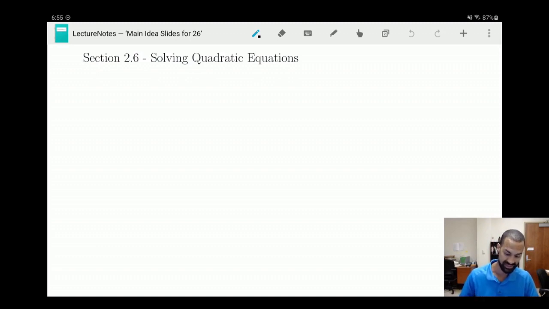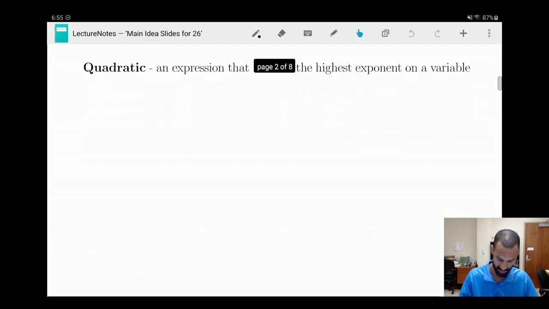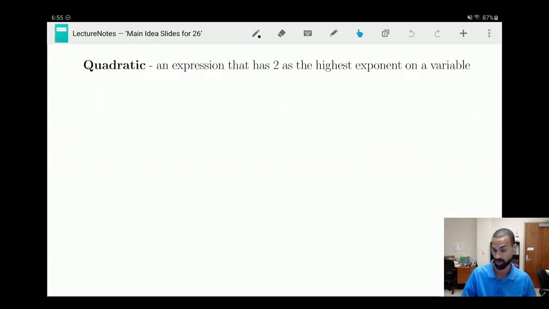Section 2.6, solving quadratic equations. Okay, so the last section we were solving linear equations and inequalities. Here we're going to turn it up and go towards quadratic equations. So real quick, we've dealt with quadratics before, but just to be clear, when I say quadratic, I'm talking about an expression that has 2 as the highest exponent on a variable.